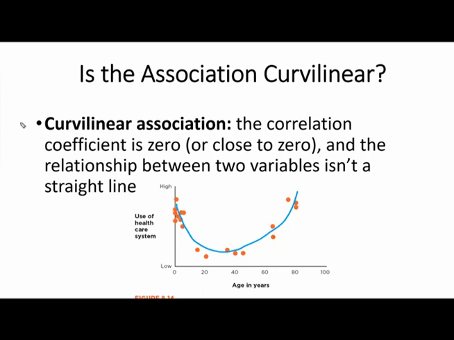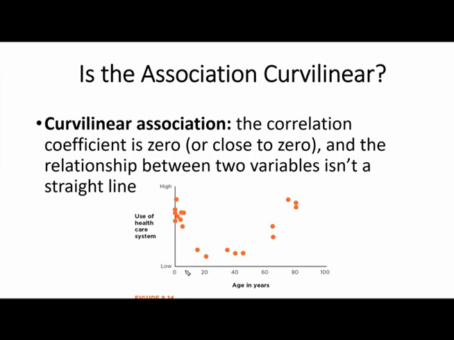I guess we'll talk about the example that's here first. This example is looking at the use of a healthcare system graphed against age in years. The idea here is that people that are very young, so children, will spend a lot of time going to the doctor.